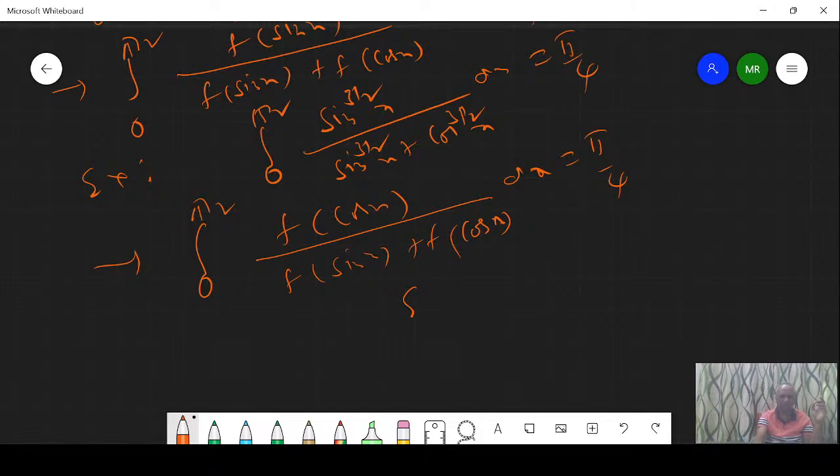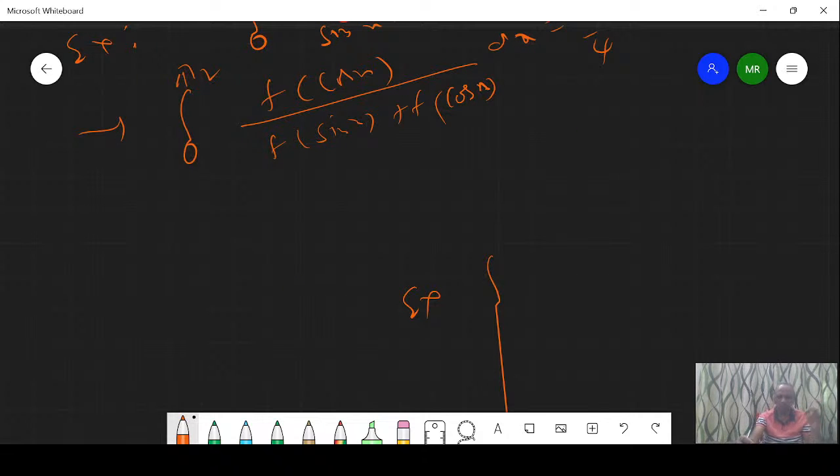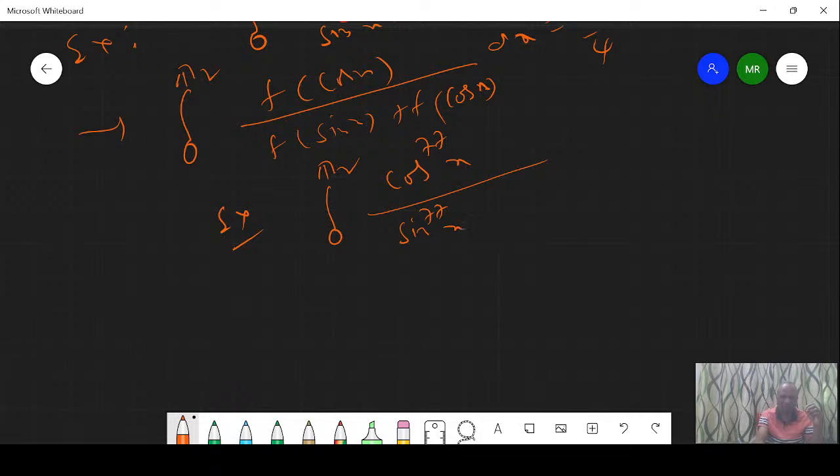So for example, if I take an example I have written here, 0 to pi by 2, they have written cos power 77x by sin power 77x plus cos power 77x dx. The answer will be pi by 4. We can write it directly, there is no change. Whatever the power, the answer is pi by 4.